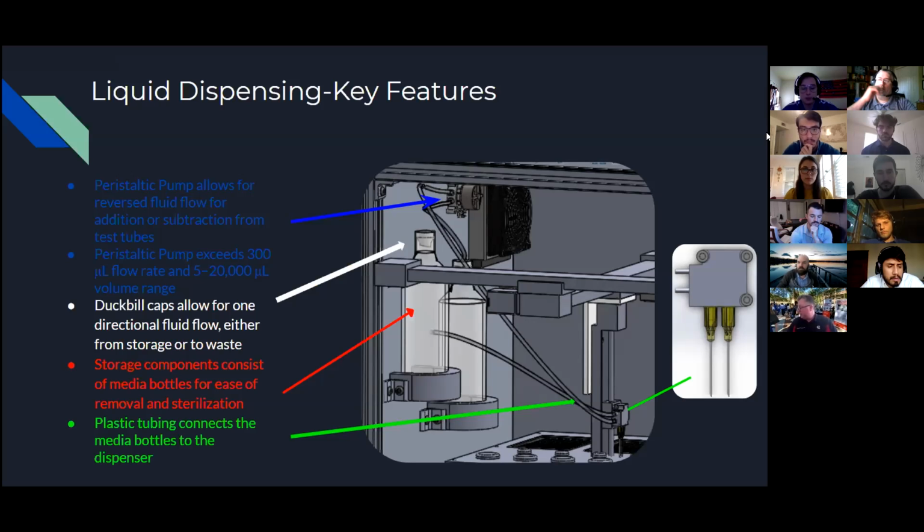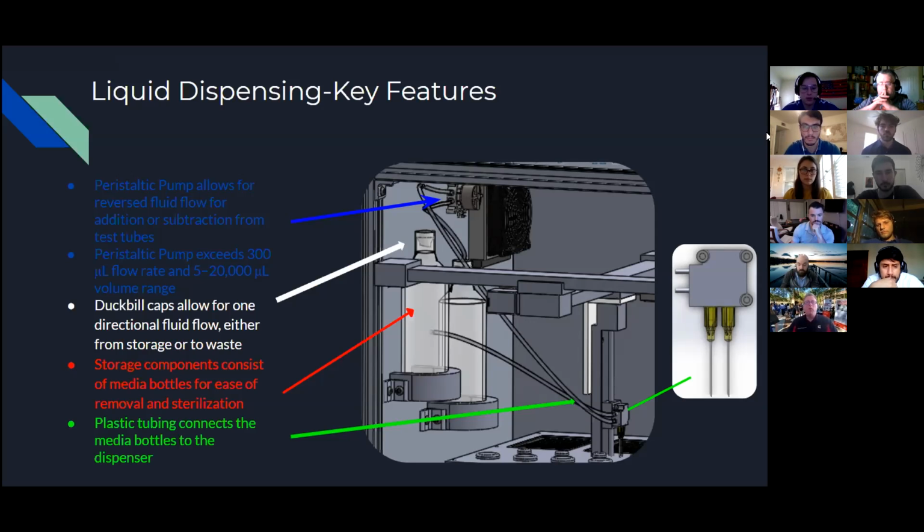The duckbill caps we have included on the top of the media bottles allow for one-directional flow either out or into the bottles, so that when waste is being put into the waste bottle, it cannot escape, and additionally, the fluid can also come out of the storage unit.